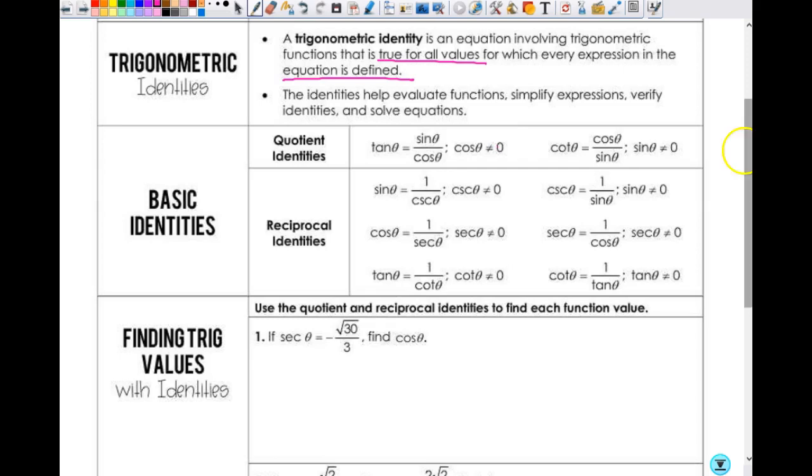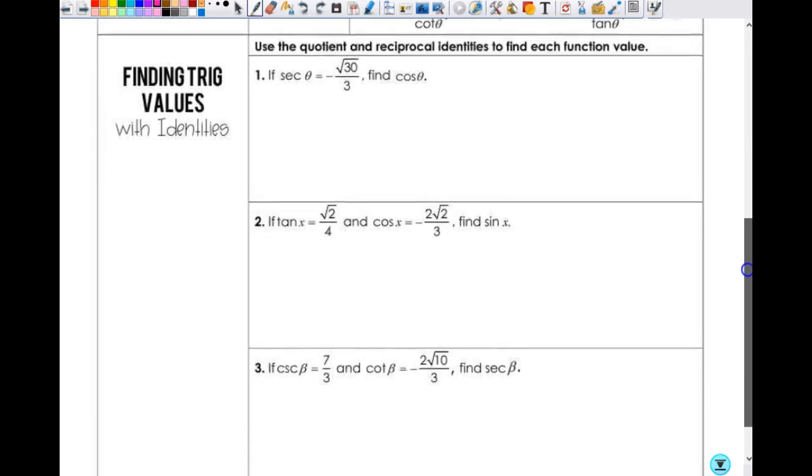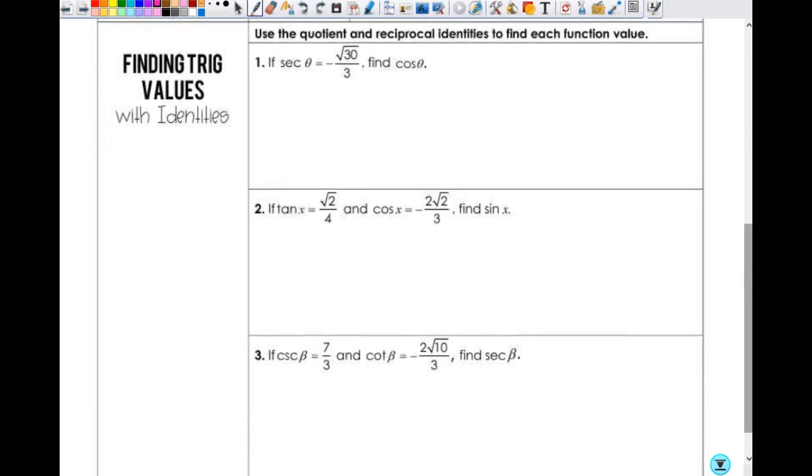So it says here to use the quotient and reciprocal identities, which means there are other ways to work some of these, and we have done it before where we've drawn triangles and found stuff, but this specifically says to use these identities, basically so you can learn how to do it without having to do the triangle stuff. So number one is pretty simple.